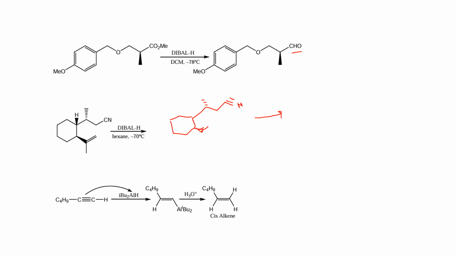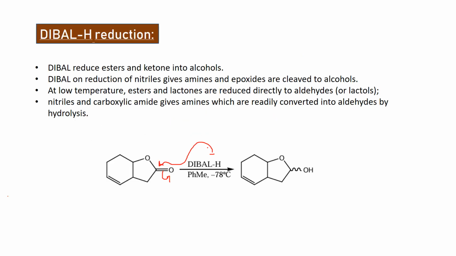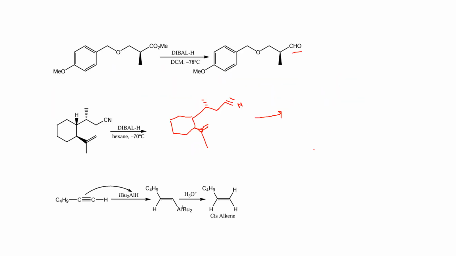The CN will be reduced and nitrile will give a primary amine. This part will be the same, just it will be a CH2NH2.